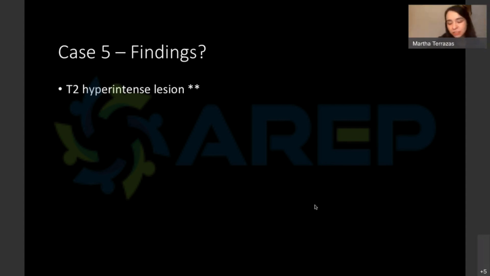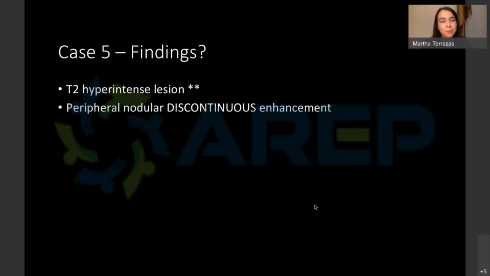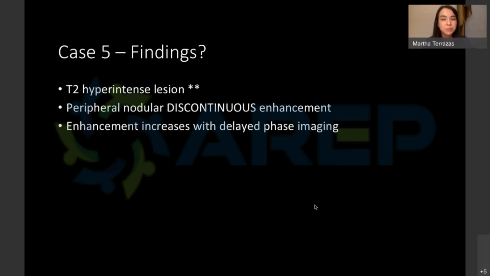And that's what my fellowship director would always tell me. Is this lesion T2 hyperintense? When he would see that enhancement pattern, yes. Okay, I feel good it's a hemangioma. Peripheral nodular discontinuous enhancement, and enhancement increases with delayed phase imaging. But if you have peripheral nodular discontinuous enhancement and enhancement increases on delayed phase imaging, but it's not T2 hyperintense, you do not call it a hemangioma.